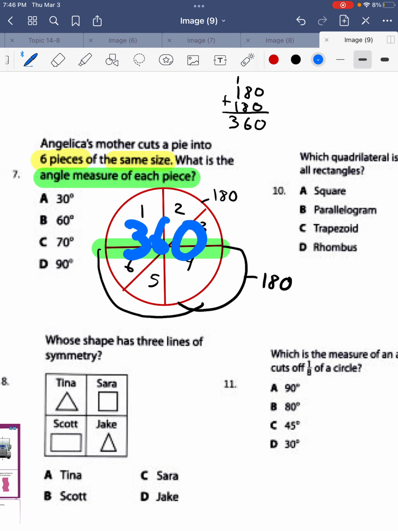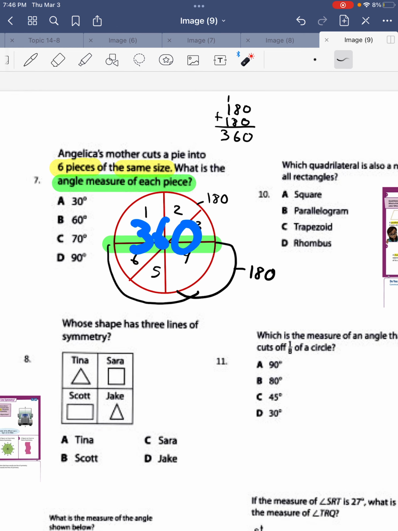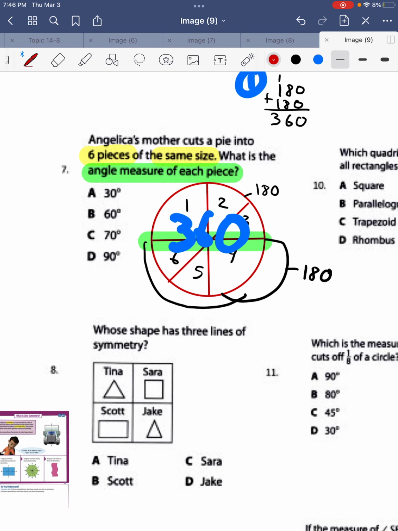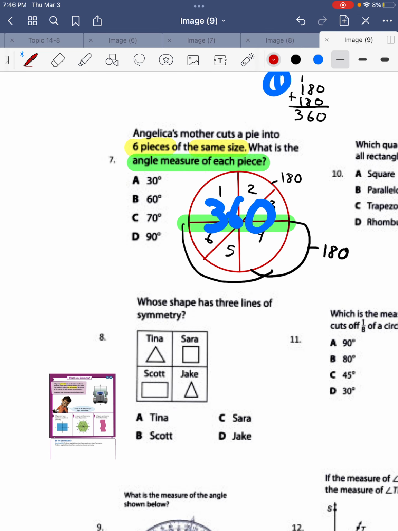Okay? So now I need to know, what is just one section of it? What is just one section of the pie? So to do that, I can do, this was my first step. To do that, I can do 360 divided by 6. So this is my second step. I'm going to do 360 divided by 6. Remember, we make our box.